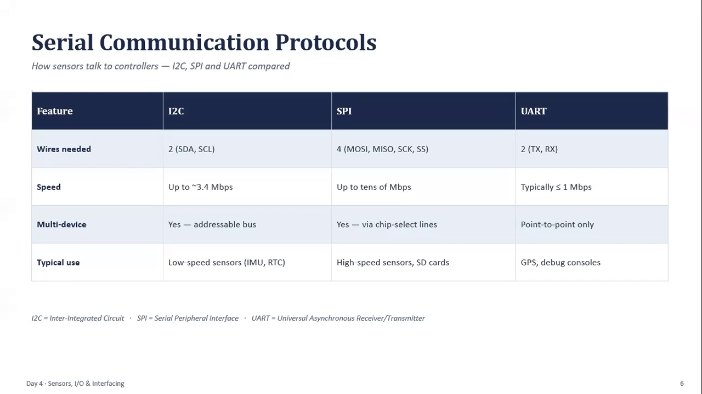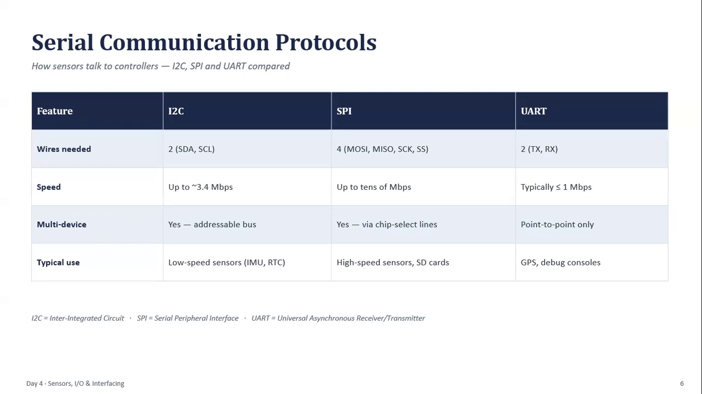Next, you will see the different communication protocol standards. First one is the serial communication protocol. After digitization, the data must be transferred efficiently. So there are three common communication protocols used: the I2C communication protocol, the serial peripheral interface protocol, and the universal asynchronous receiver transmitter protocol. Let us see the significant functions of each protocol standard.